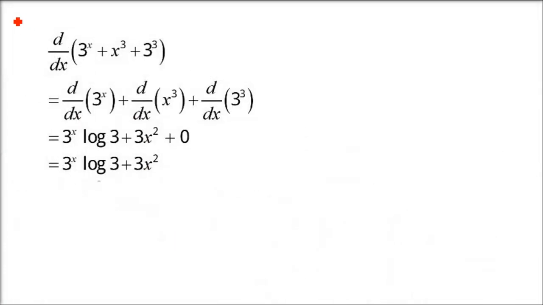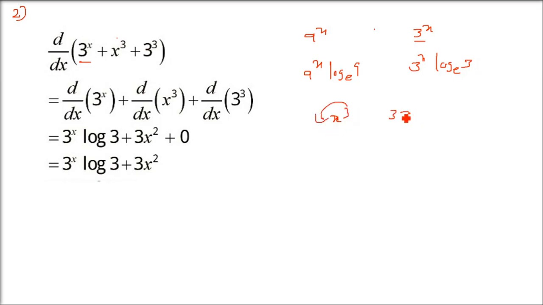Now this is question number 2. Now 3 raised to x plus x cube plus 3 cube. So this is the a to the power x form. What is d by dx of a raised to x? It is a to the power x log a. So this is 3 to the power x, log base e of 3. Now x cube: n x to the power n minus 1, that is 3x to the power 3 minus 1, that is 3x squared. Then your 3 cube.